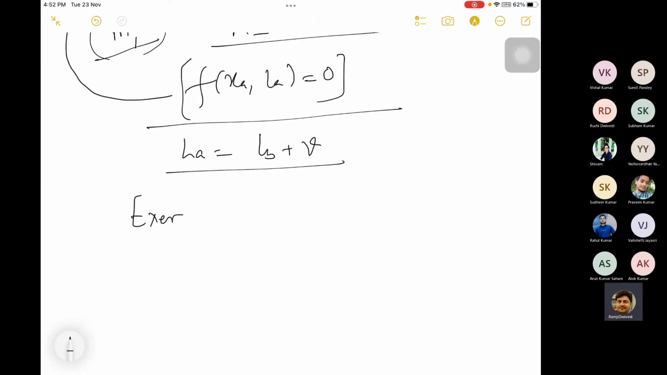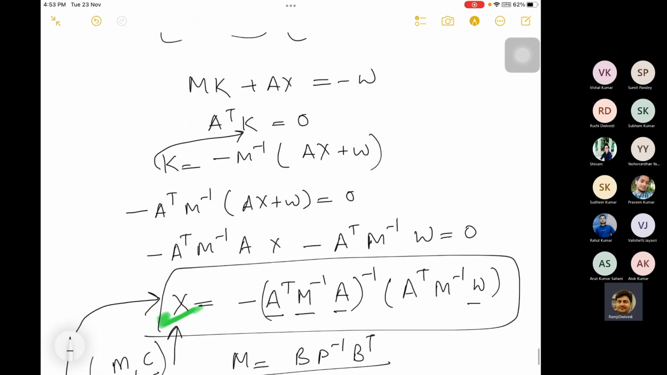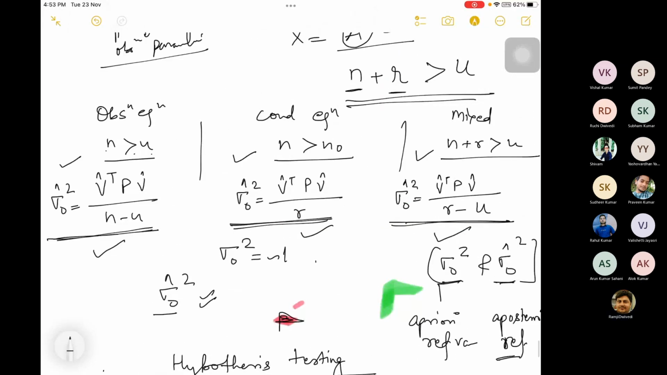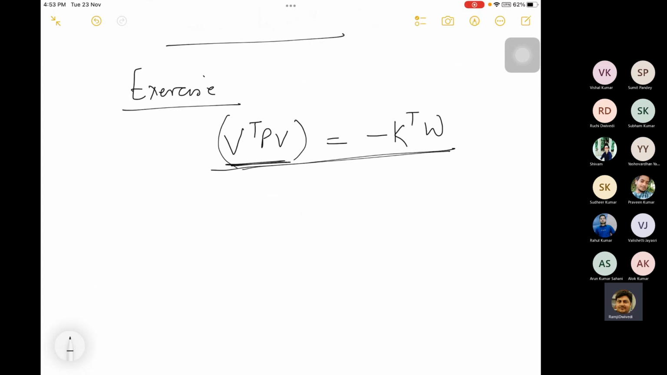Now the home exercise that you have to solve using this is V transpose P V is equal to minus K transpose W, because you must be aware that I have told you in all three equations, you have to find out the posteriori variance reference factor. In the first case, V transpose PV upon n minus u is for observation equation, V transpose PV upon r is for condition. But here in the mixed model, you have to prove that V transpose PV is written as minus K transpose W. But you have to find out how. That is your home exercise.